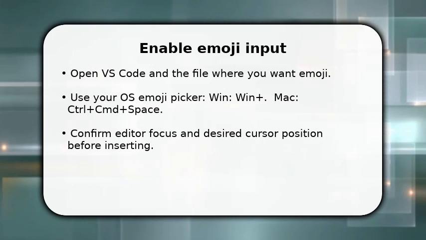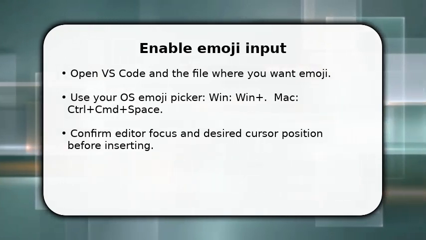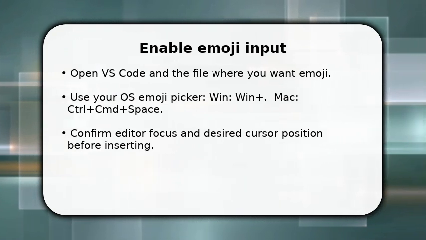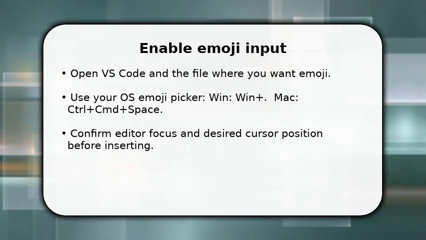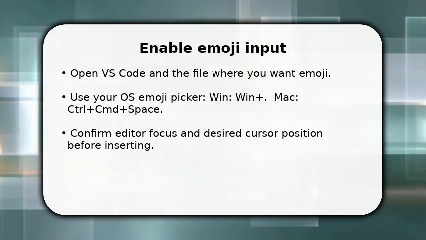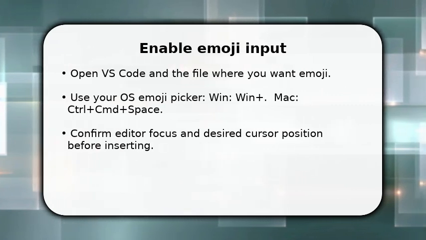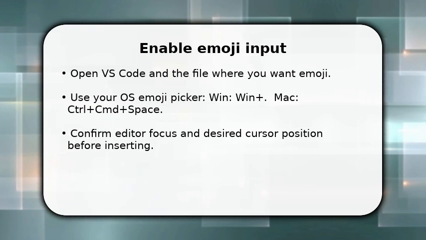Enjoy the video. You already have VS Code open and the file active. Make sure the cursor sits where the emoji should go. On Windows, press Windows key plus period. On Mac, press Control Command space to open the picker. Once the picker appears, type a keyword like smile or fire to filter. Select an emoji and it inserts directly into your text.